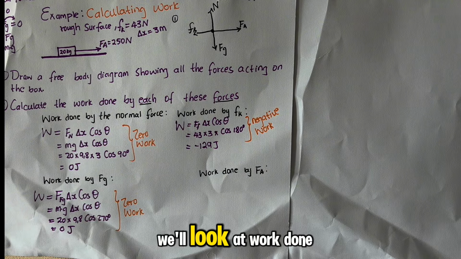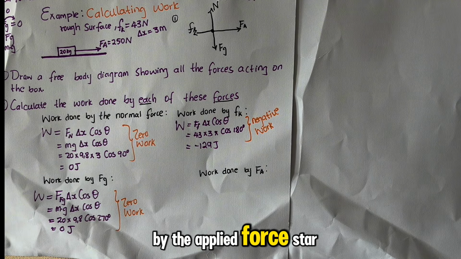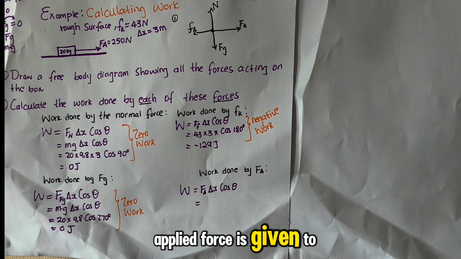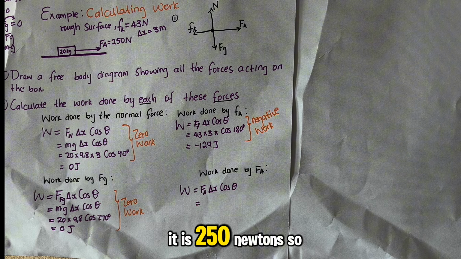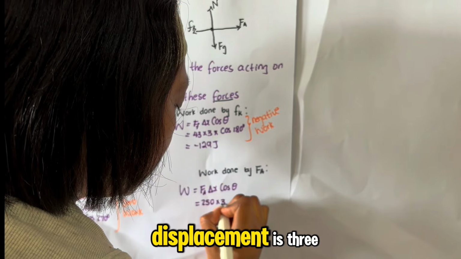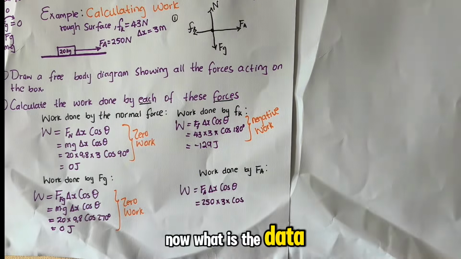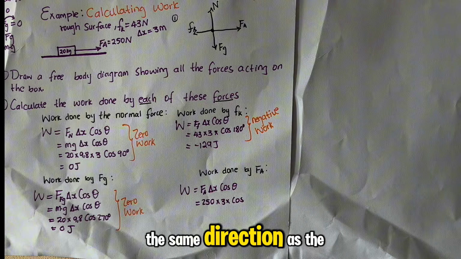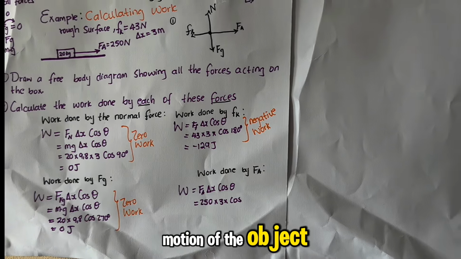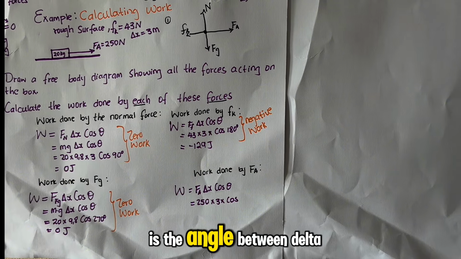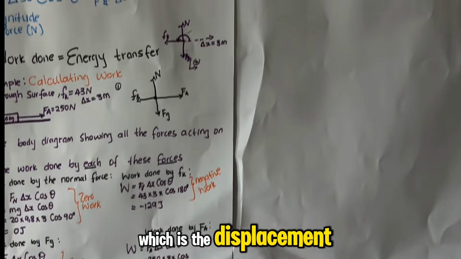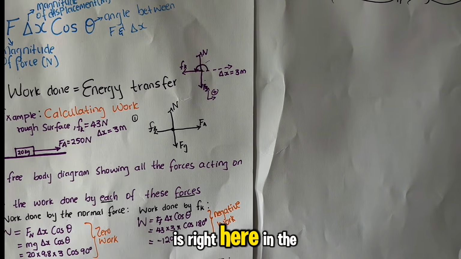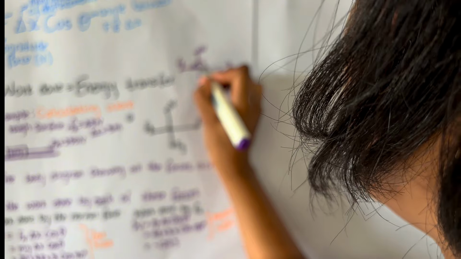And lastly, we'll look at work done by the applied force, the star of the show. The applied force is given to us. It is 250 newtons. So its displacement is 3 cos. Now, what is theta going to be for the applied force? The applied force is in the same direction as the motion of the object. So remember we said theta is the angle between delta x, which is the displacement, and the force in question. Now, the force in question is right here in the same direction.